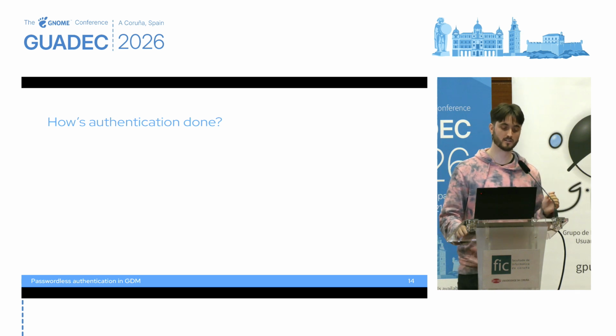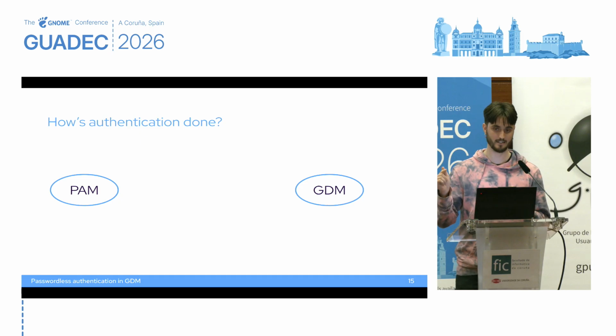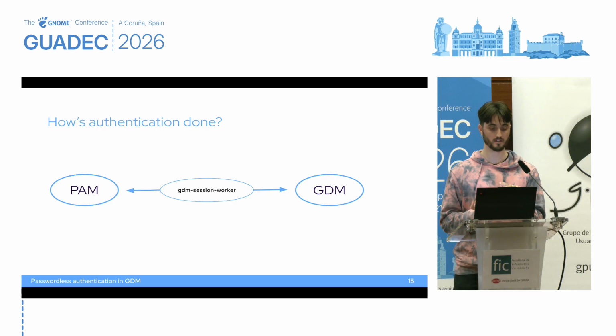Now let's move on to the other side, the PAM conversation. To do a PAM conversation, GDM, for each PAM service, is going to spawn a process called gdm-session-worker. So the private D-Bus server is going to be shared between this session worker and GDM.